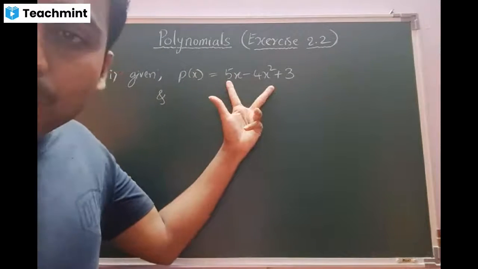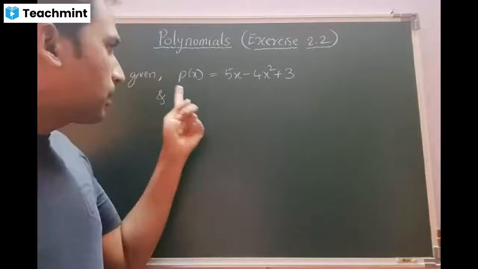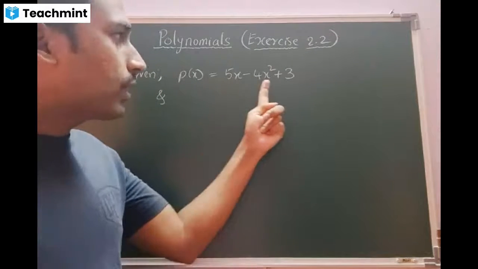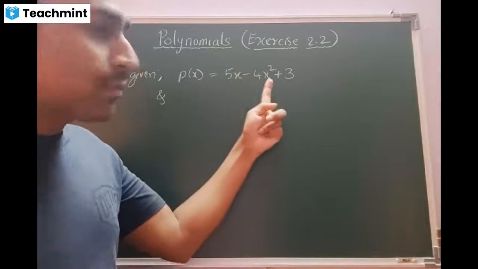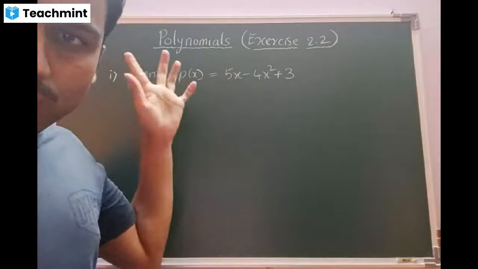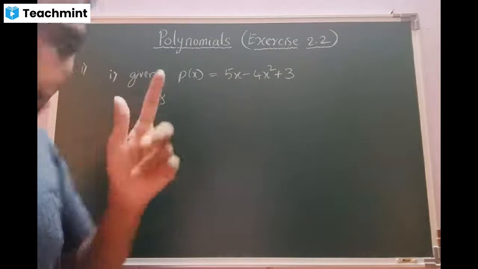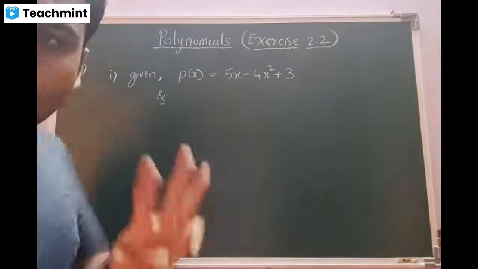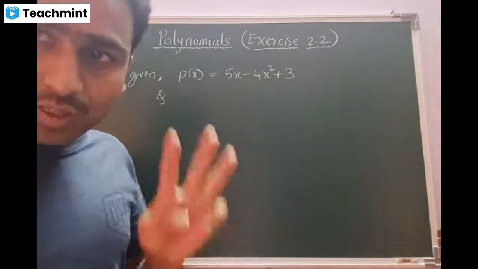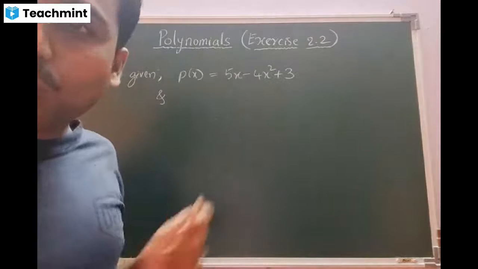This is a polynomial given for you. We call it p of x. Since everywhere x is the variable, I have taken p of x. If the variable is somewhat different, I'll change the notation here. Is that clear? This polynomial remains the same in all three cases. We have to find three different results for the given polynomial.